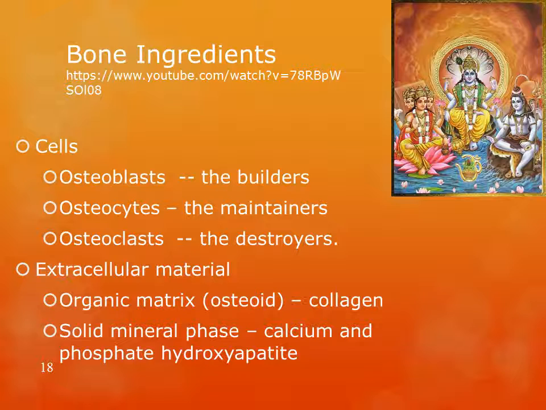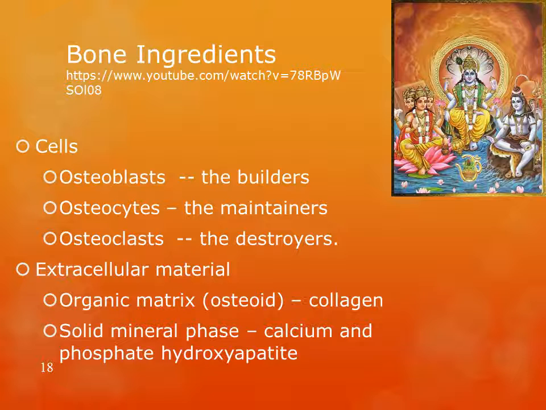Besides the cells, that living dynamic stuff, you've got this extracellular material. So you have this scaffolding, this matrix made mostly of collagen. It's called osteoid. So those are the fibrils that you saw in that scanning electron micrograph before. And then there's this solid mineral phase that's made of calcium and phosphate, hydroxyapatite. That stuff, to me, it's kind of sci-fi.